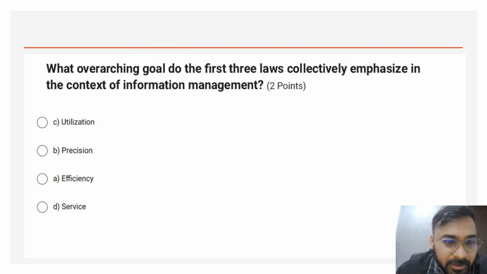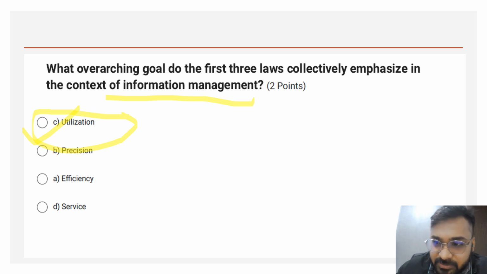What overarching goals do the first three laws collectively emphasize in the context of information management? The first three laws emphasize utilization of maximum books, not precision, not efficiency, not service.